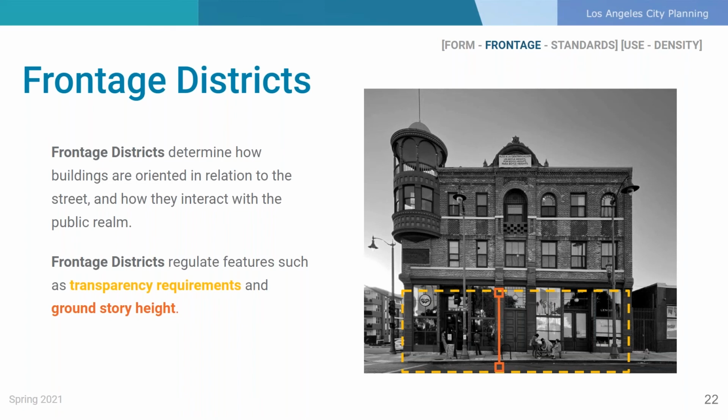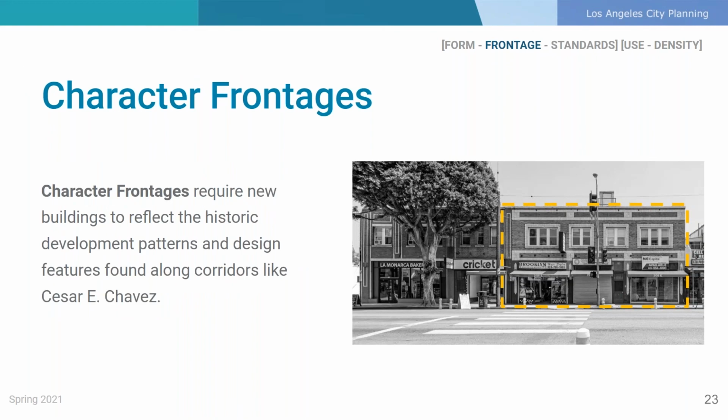The location of buildings in relation to the street can affect the way someone experiences a neighborhood. Frontages contain features such as transparency and the ground story height requirements of buildings, ensuring that buildings are more accessible from the sidewalk for all walking and rolling users, creating a more active and engaging street experience.